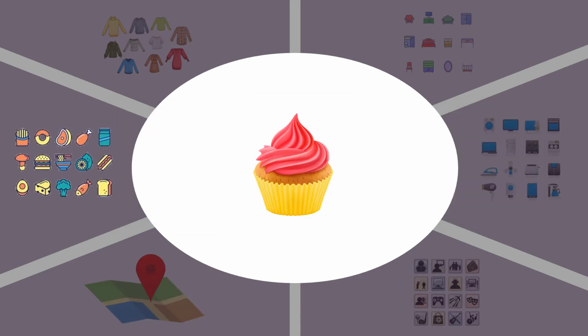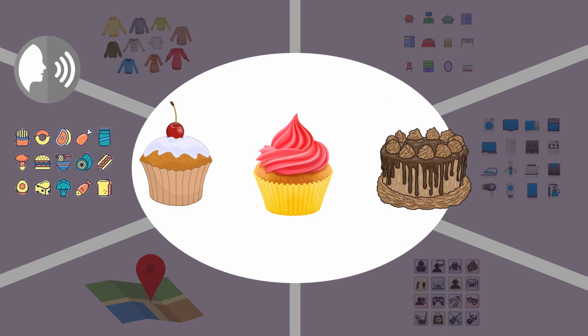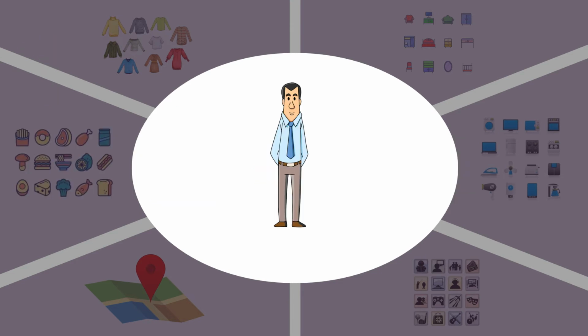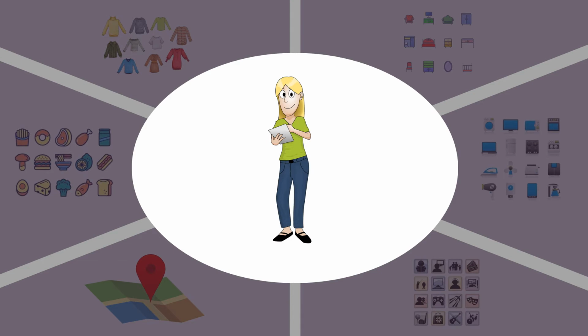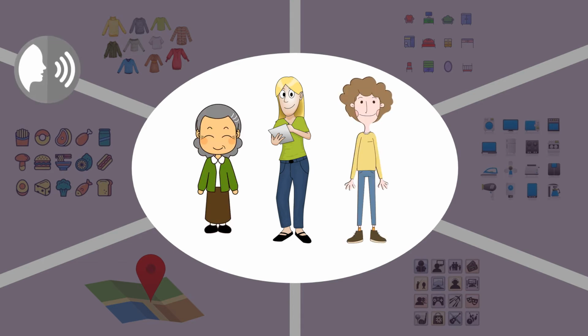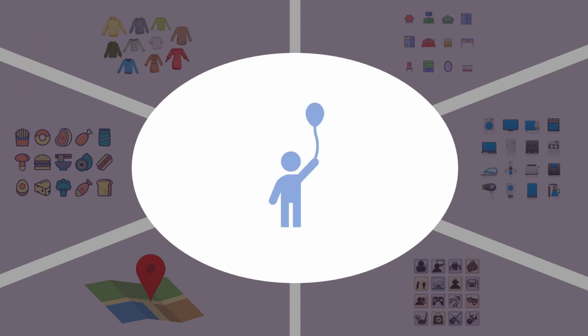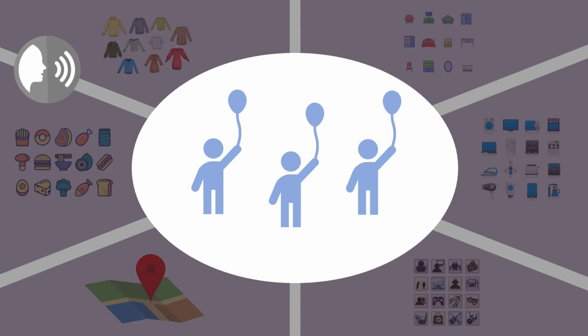There's a cake. There are cakes. There's a man. There are men. There's a woman. There are women. There's a child. There are children.